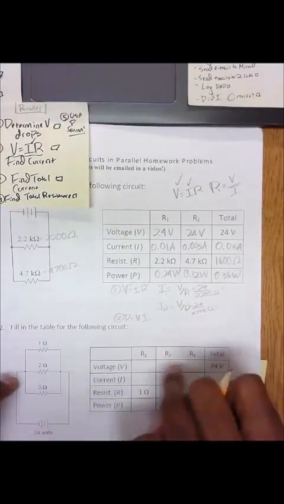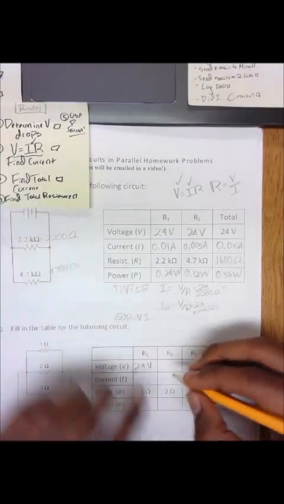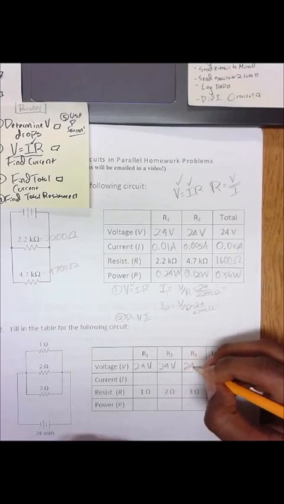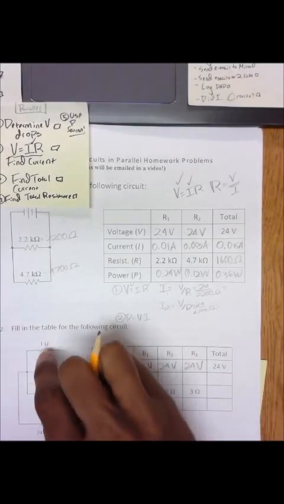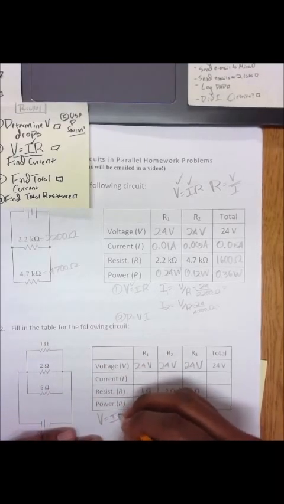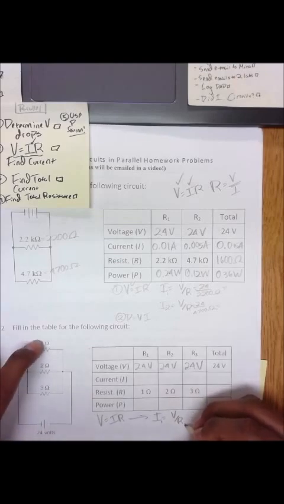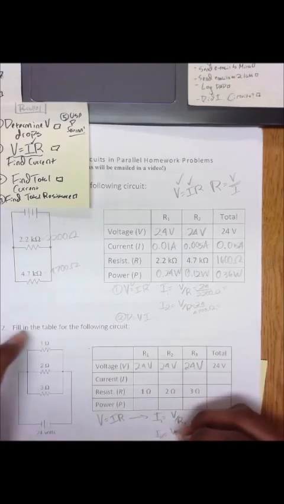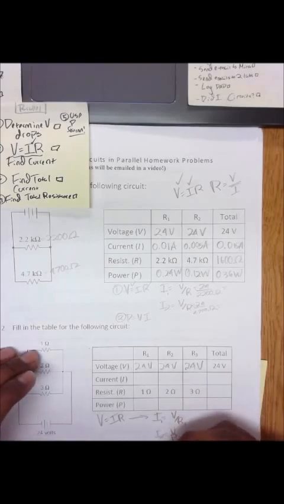So the total voltage drop across all three of these resistors is the same. So we're going to do this step first. 24V, 24V. Now we're going to repeat the process again for the current to find the current across each of these resistors. So V is equal to IR turns into I is equal to V over R. So we have I1 for resistor 1, I2 for resistor 2, I3 is equal to V over resistor 3.